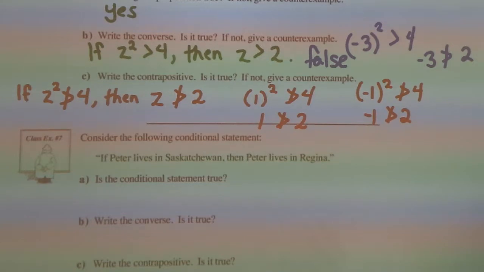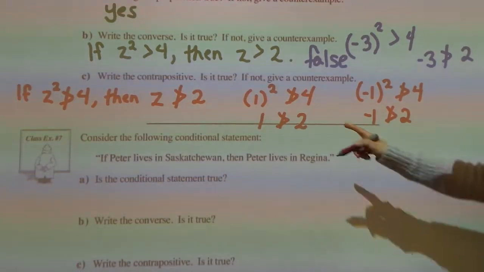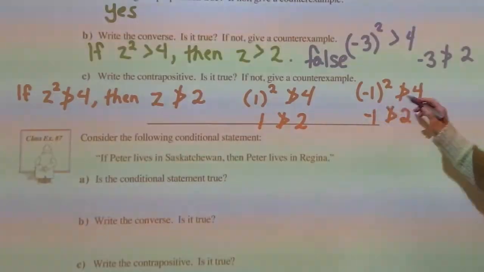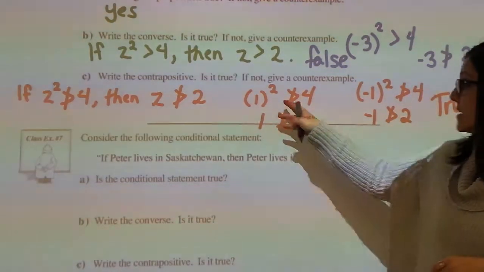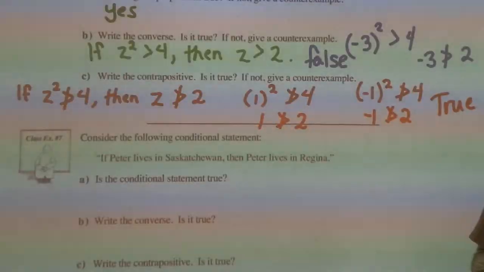So is the contrapositive true or false? True. I've proven it true twice. I haven't found a counterexample. And I know that if I square this number, I'm always going to get a number that's somewhere between 0 and 4. Okay.